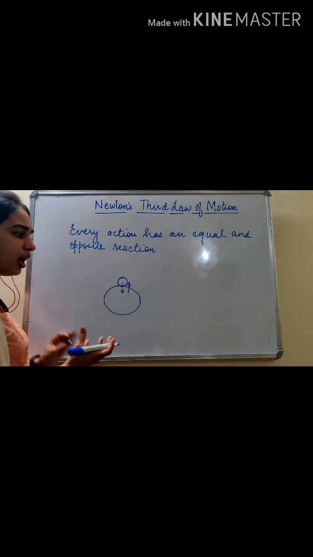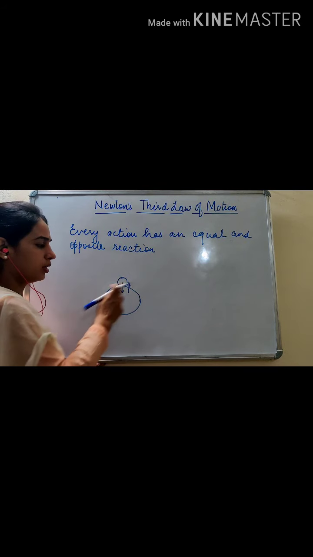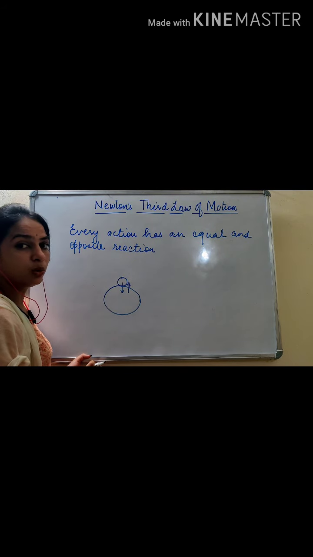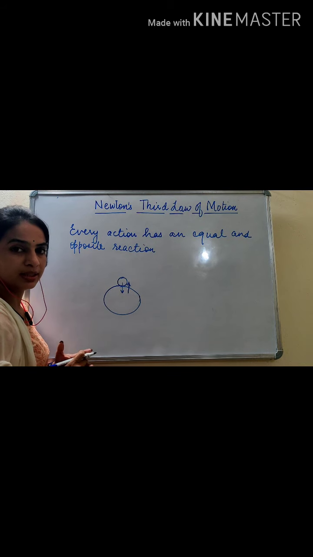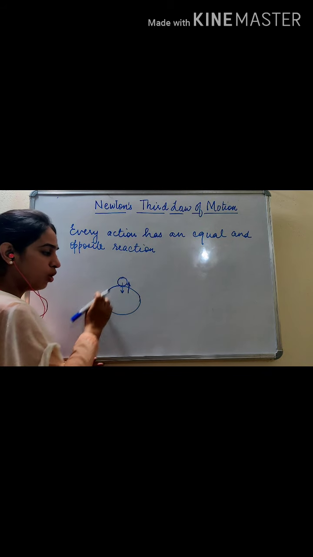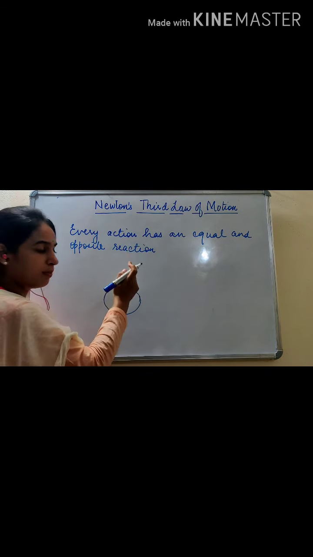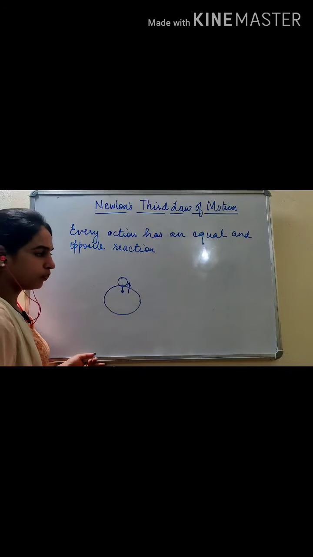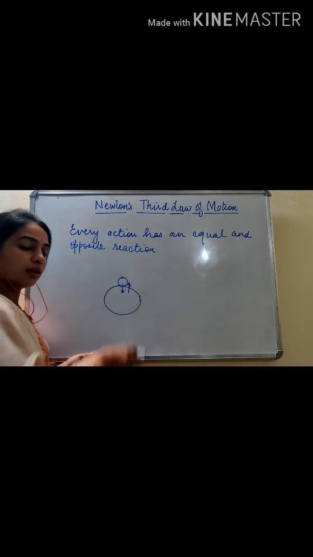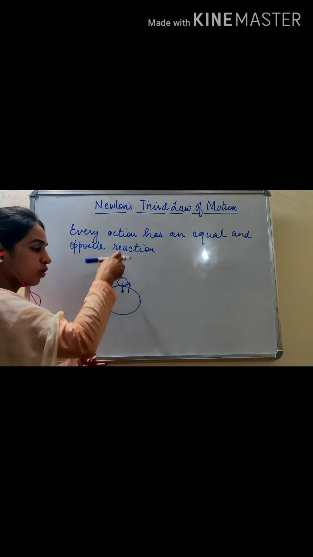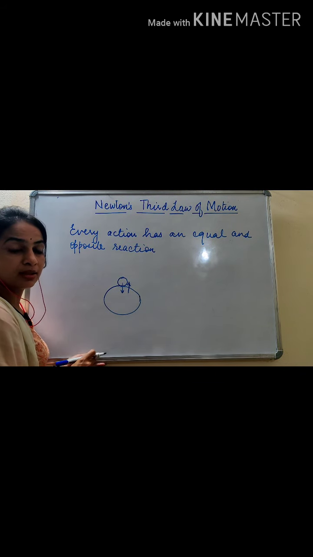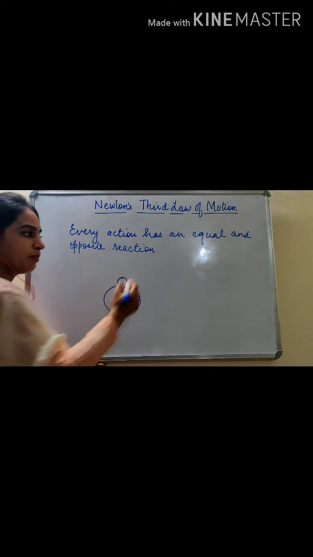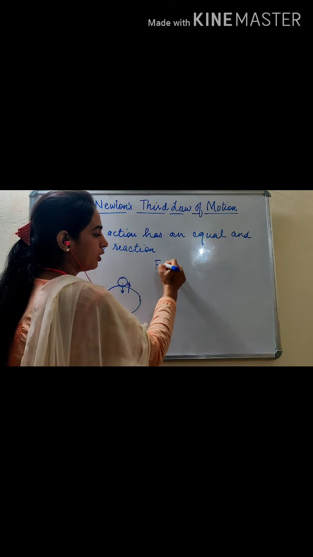Okay. Now, according to Newton's third law, both the forces are equal in magnitude and opposite in direction. Because of this force exerted by the earth, the ball bounces back, comes to you. Why doesn't the earth go down? Because of the same magnitude of force exerted by the ball. That can be explained by Newton's second law.